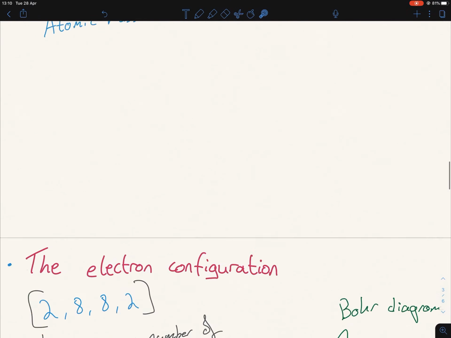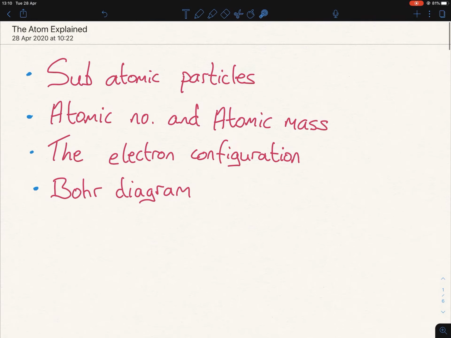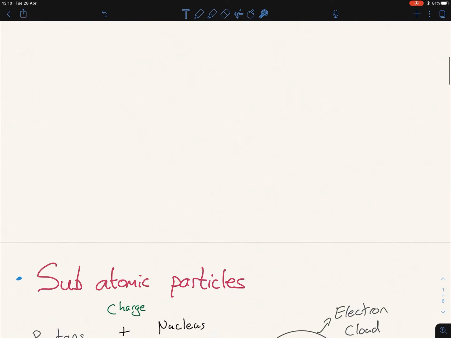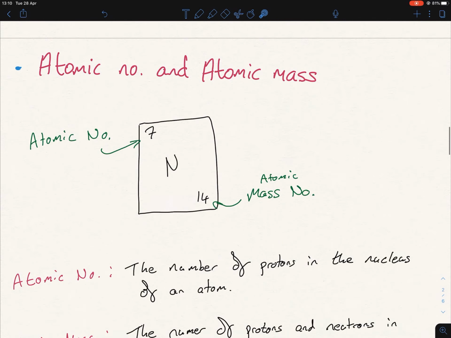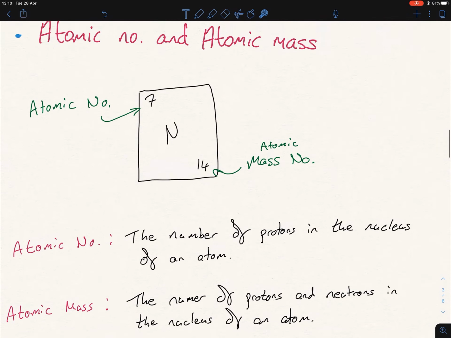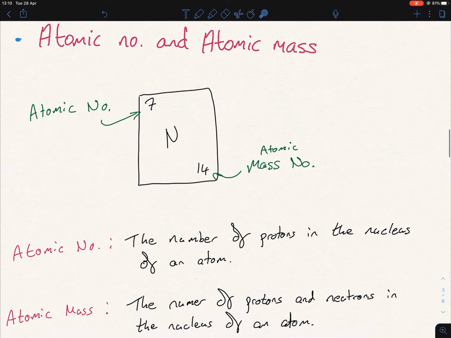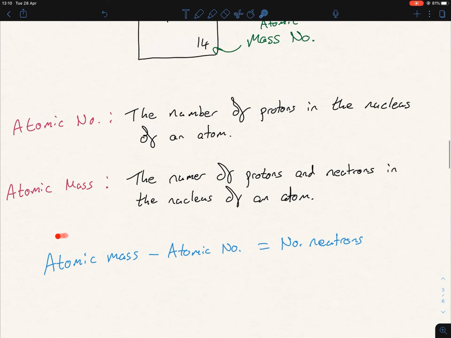So just to quickly recap, very quickly: subatomic particles, you need to know their names, protons, neutrons, electrons, you need to know their charges, and you need to know where they're located. The atomic number and atomic mass, 2 definitions you need to know off by heart. They get asked too much for you not to know them. And then there's a formula that you need to learn off as well, and that is the formula for the number of neutrons.